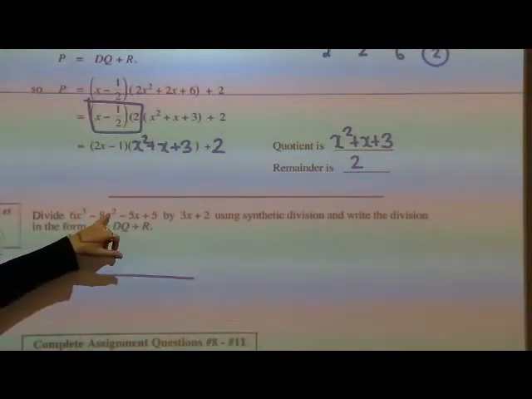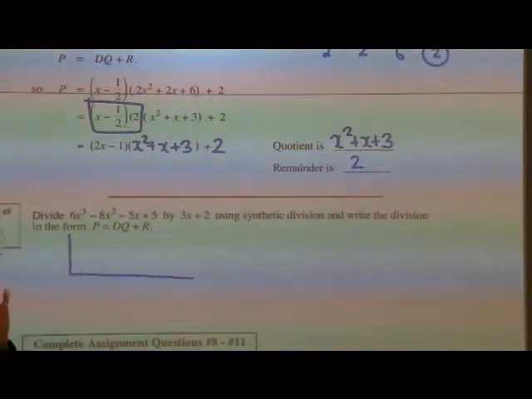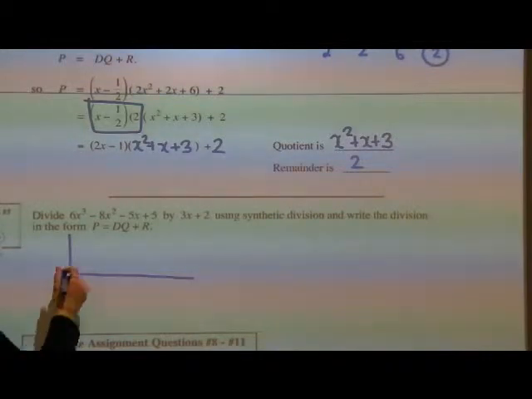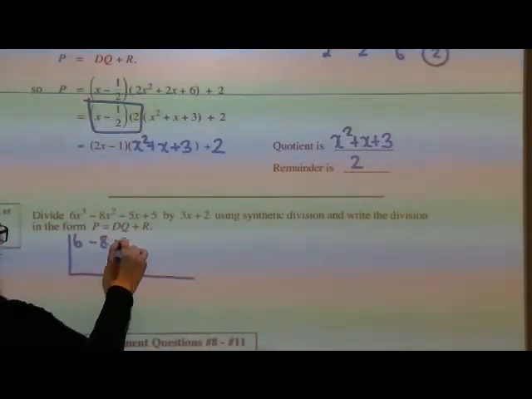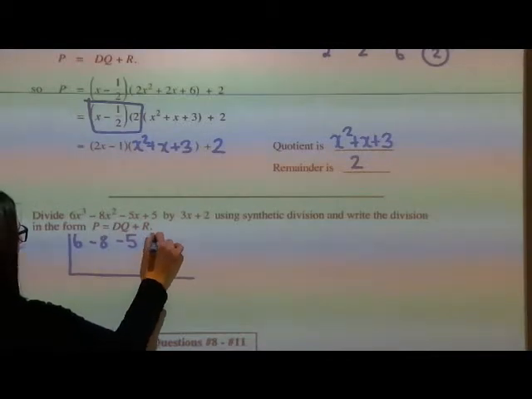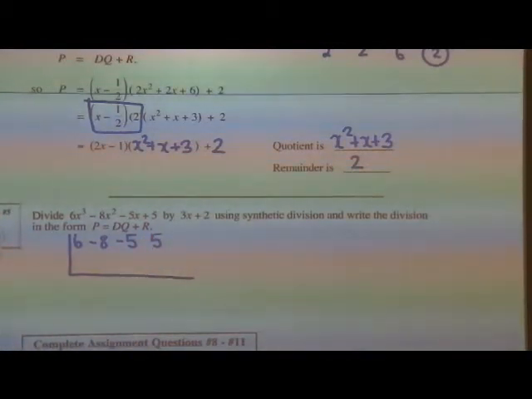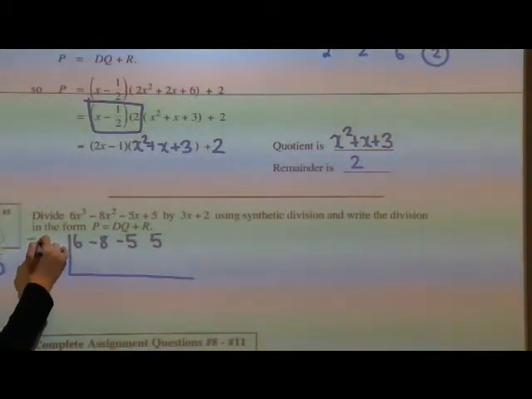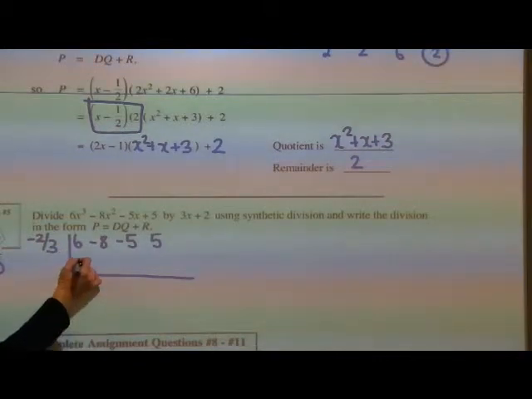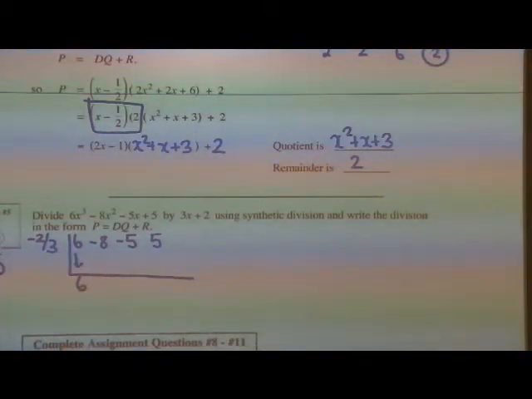So I have x cubed, x squared, x, and a constant, so I don't have to worry about putting in any zeros. I can write out the coefficients. And then my 3x plus 2. What would x equal? So that's what goes along the outside. Drop down the 6.